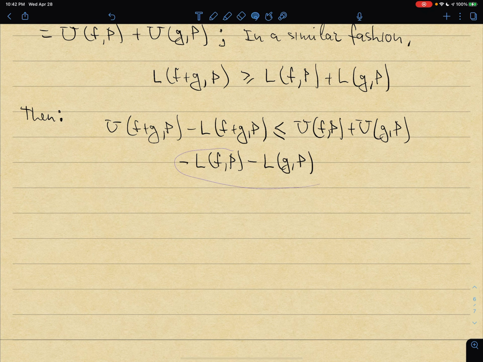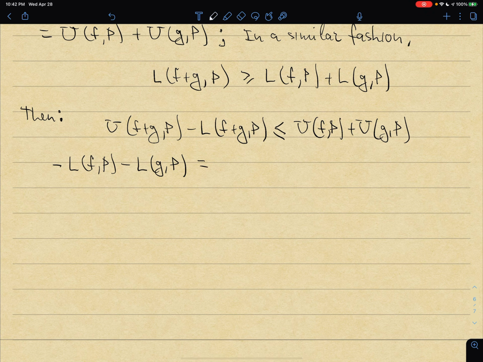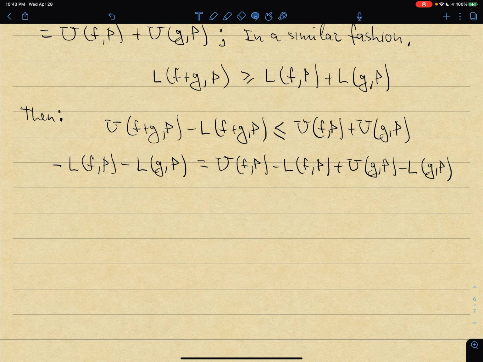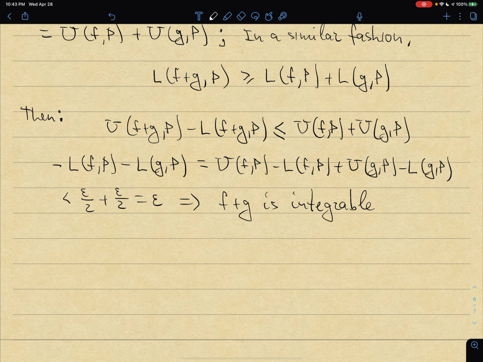All right. And so then I can recombine terms. This is equal to U of fP minus L of fP plus U of gP minus L of gP. And if you remember by my original assumptions, I chose P in such a way that this difference is less than epsilon over 2, and this difference is less than epsilon over 2. So this is less than epsilon over 2 plus epsilon over 2, which is epsilon. And so then the conclusion is that f plus g is integrable on [a, b] by the first criterion of integrability.